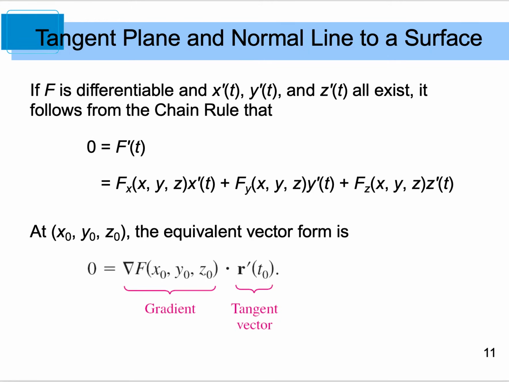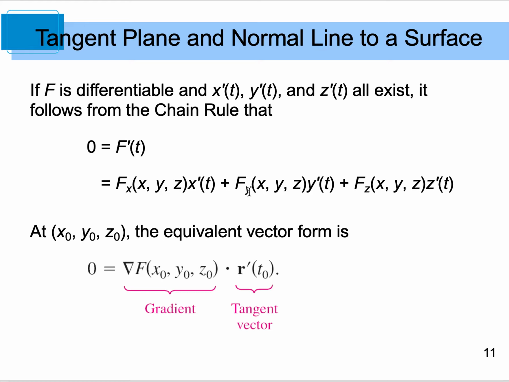If it's differentiable at each component, and it exists at each component, I can then use the chain rule by differentiating with respect to x, keeping y and z as constants, then multiplying by the derivative of x of t. This is what we learned in the previous lesson.